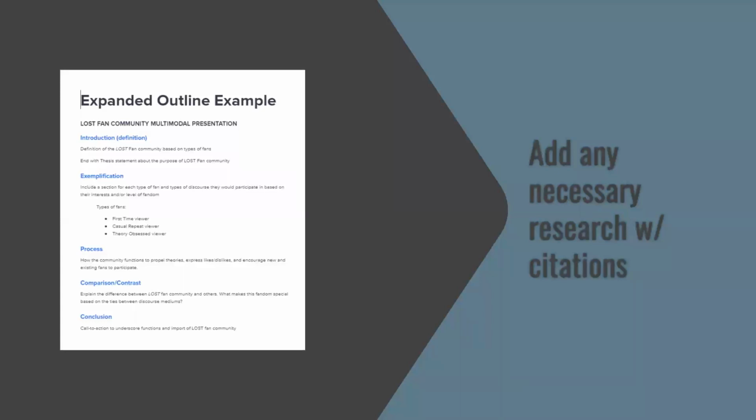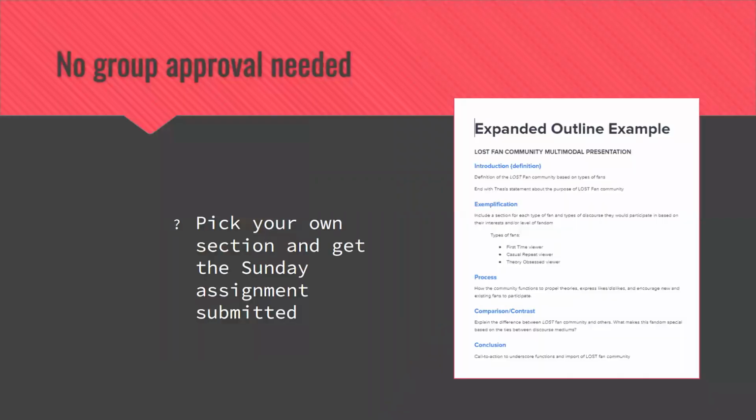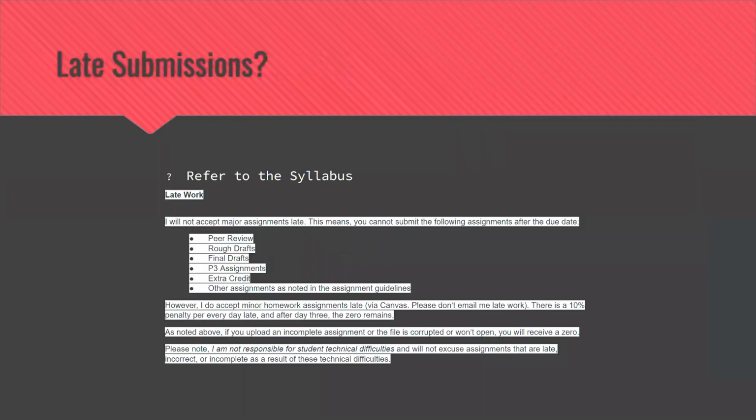If the section you're drafting for the assignment requires research, add the proper in-text citations and source information for that part that you're drafting. You do not need group approval to submit this assignment. If no one in your group responds or has a meeting to discuss, which is worst case scenario, but it might happen, just review the group outline that you submitted last week and choose a section on your own that you can draft so you can complete the Sunday assignment. Like other P3 assignments, late submissions will not be graded per the language in the syllabus.